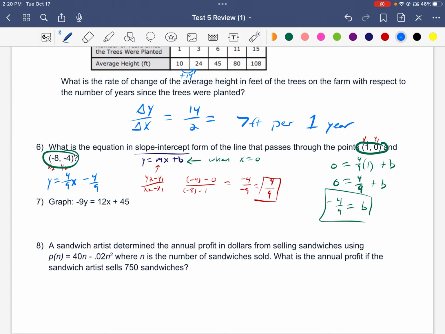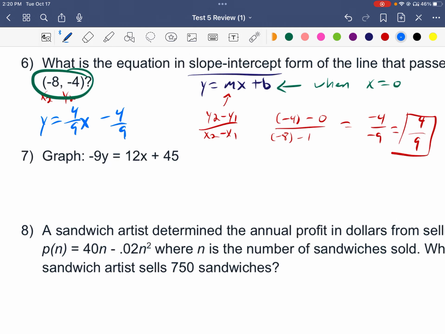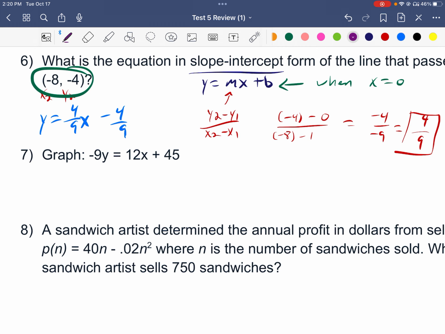Number 7, graph that. So what I'm going to do is solve this for y. I'm going to divide by negative 9, that way I can get it in slope-intercept form. I'm going to get y equals 12 over negative 9x. 45 divided by negative 9 is negative 5. I'm going to simplify that and get y equals negative 4 over 3x minus 5. All right, let's graph it here.